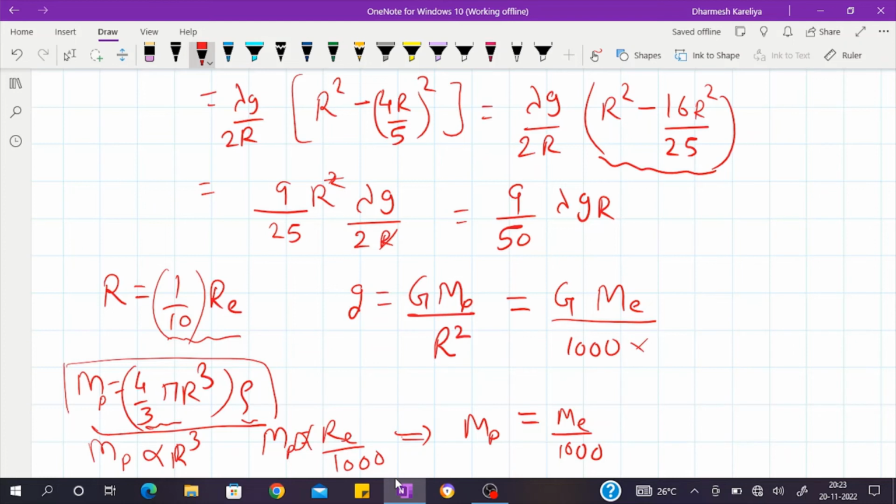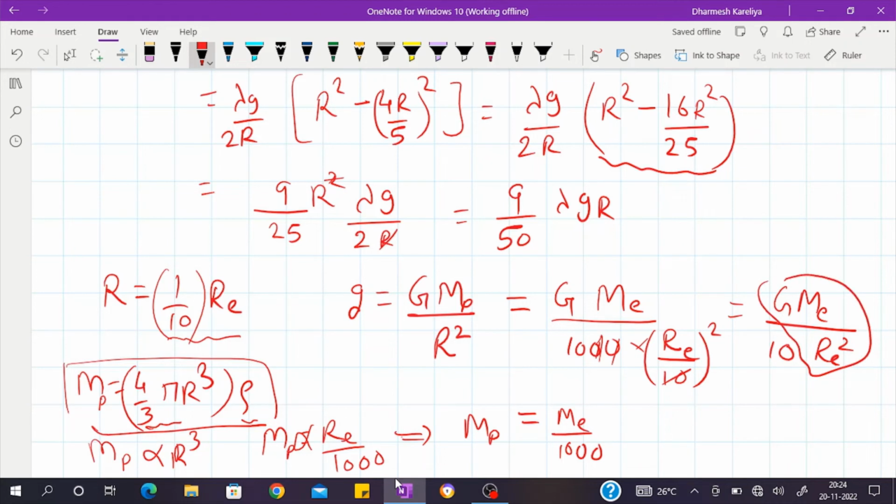Radius of the planet is radius of Earth upon 10, and there is a square also. So squaring will give r square by 100. The 100 and the 10 will cancel, and we will have G M_e by R_e square, where R_e is the radius of Earth, and there is a 10 also. And what is this term? GM by r square is the acceleration due to gravity on Earth, which is given to be 10. So 10 by 10 will give you 1. So the g value is 1.